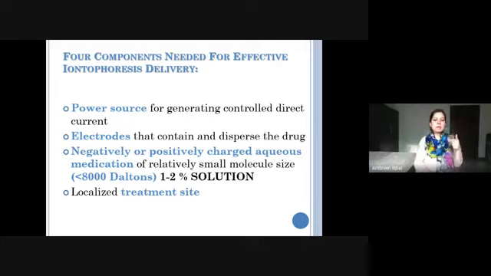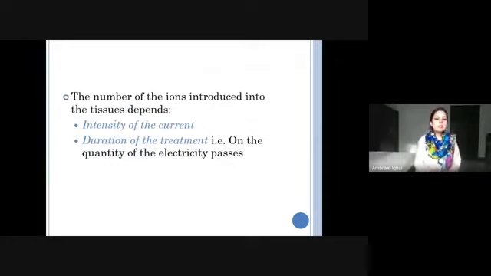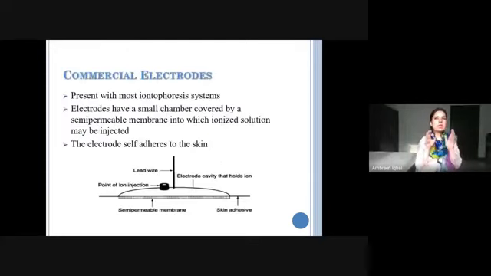The power supply, electrodes, the aqueous solution, and the localized treatment site are the main components you need for effective iontophoresis delivery. But the number of ions introduced into the tissues depends upon the intensity of the current and the duration of the treatment for which you are going to apply. Obviously, the higher the intensity, the higher the repelling force. For the longer duration you apply, the more ions you introduce.